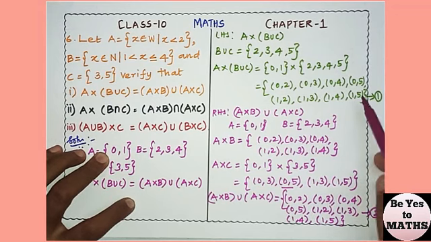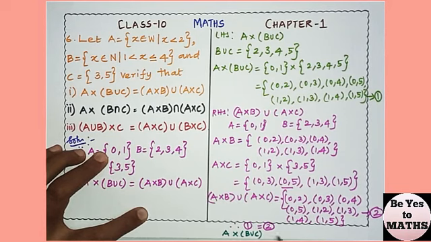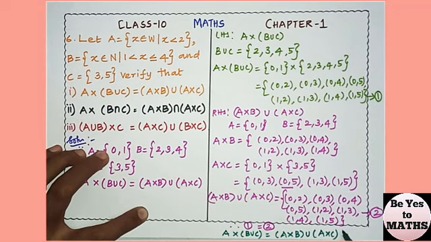Here you see equation 1 and 2 are both equal, therefore we can say equation 1 is equal to equation 2. Hence we have verified that A cross (B union C) is equal to (A cross B) union (A cross C). Verified, hence verified.